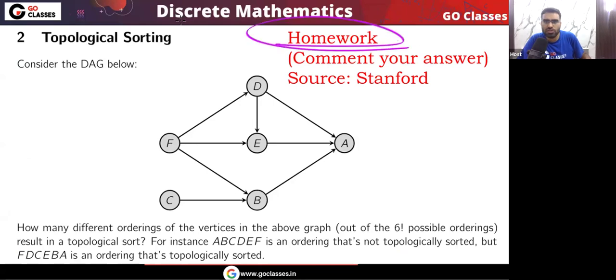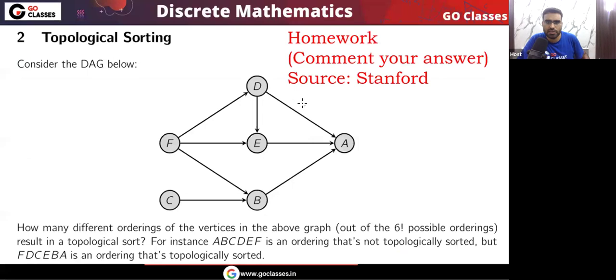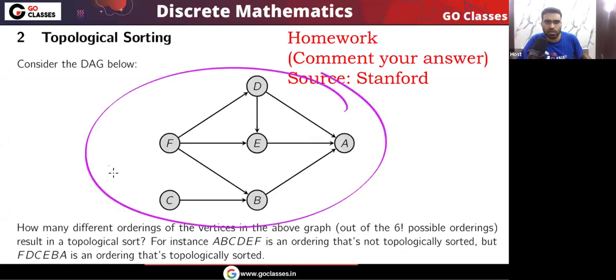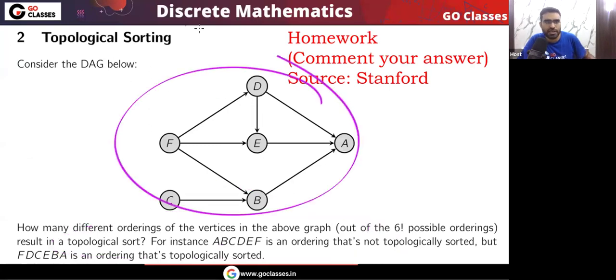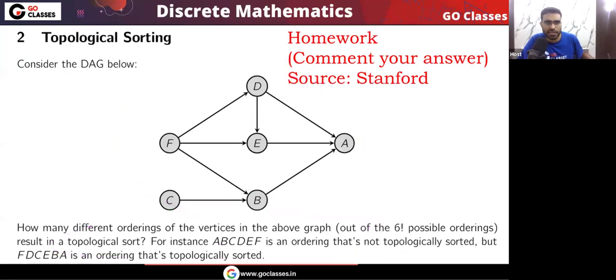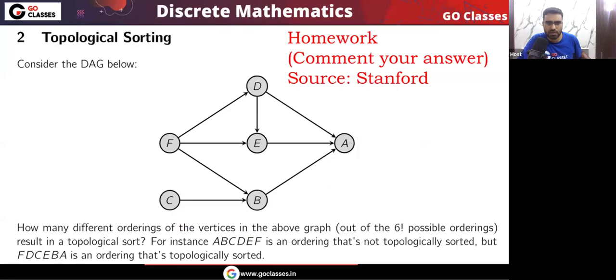Now, this is your homework question. This graph is given to you, and I think I've already given you this question as homework. You need to find the total number of topological orderings. Yes or no? How many topological orderings are there? This is what you need to find. This is a question from Stanford. You can read this question. Basically, for this directed acyclic graph, you need to find the total number of topological orders. So just find this.